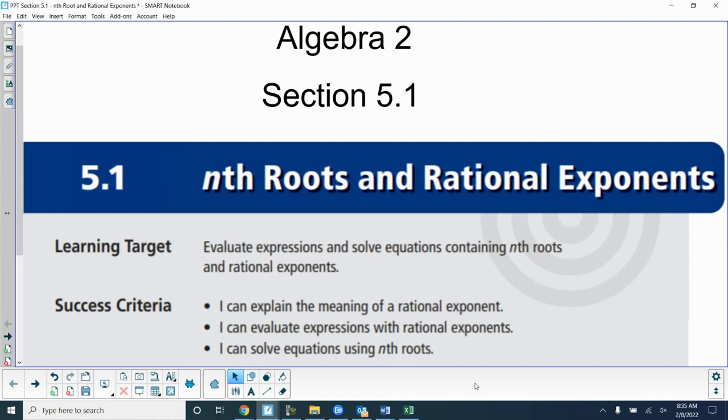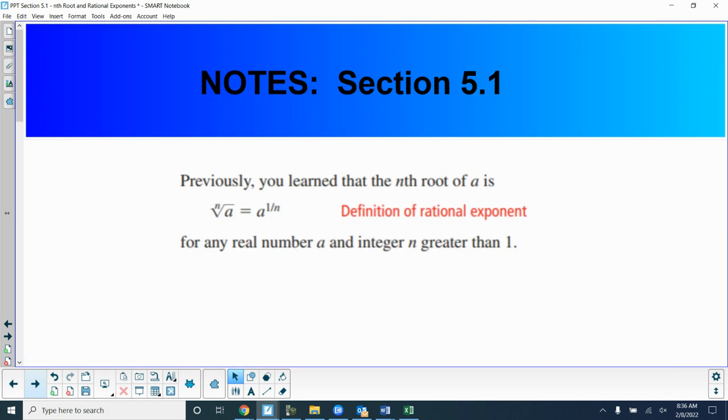All right, so we're going to start section 5.1 today, talking about nth roots and rational exponents. Rational numbers are fractions, right? So we're going to have fractions for exponents. Okay? So we're going to evaluate and solve equations containing nth roots and rational exponents.